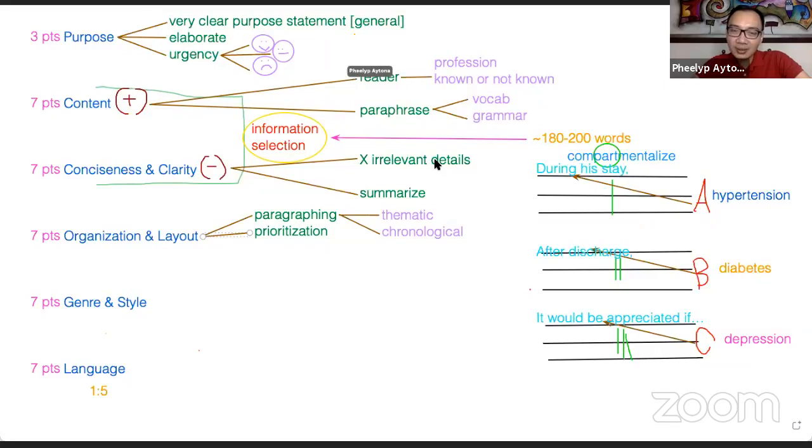Usually. Meaning, not all the time. It depends.